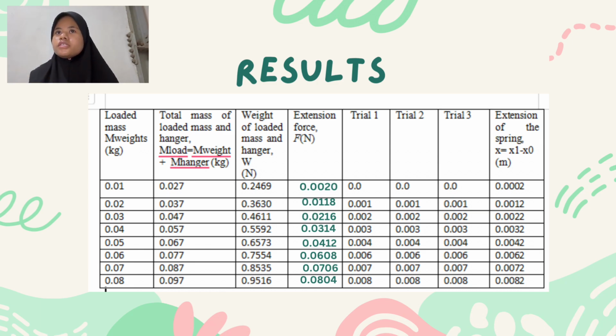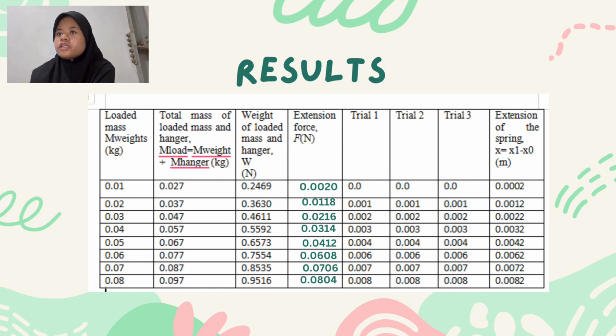Now we are getting into the analysis. For question 1, plot a graph of the force causing the extension F against the extension x. Calculate the gradient of the graph. What value does the gradient represent?